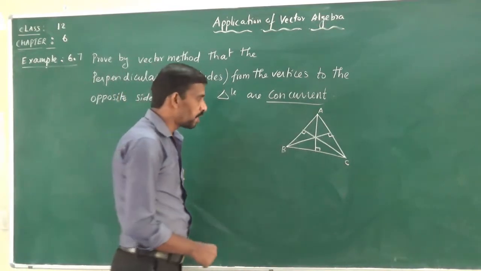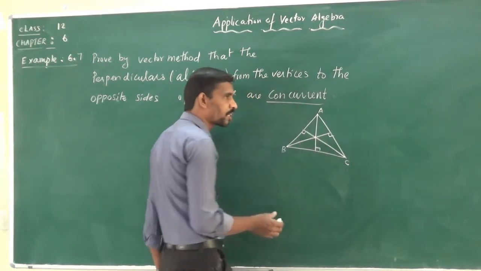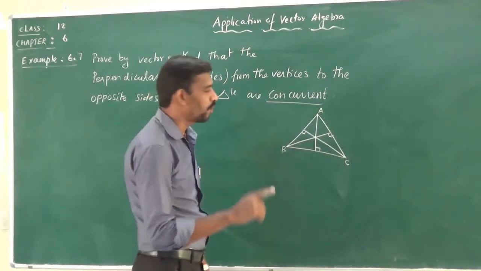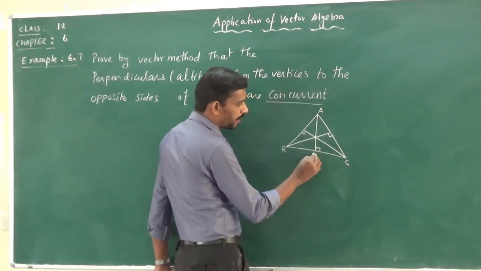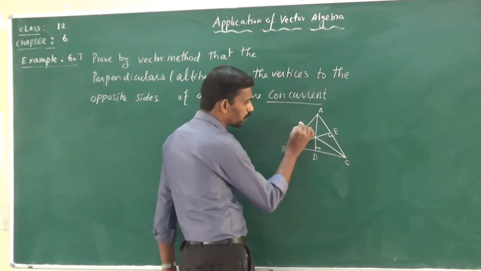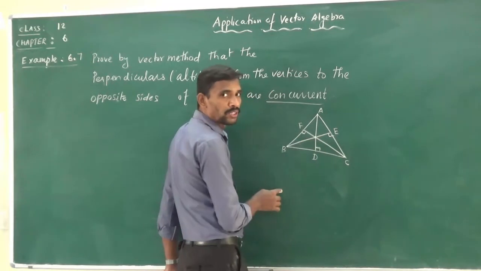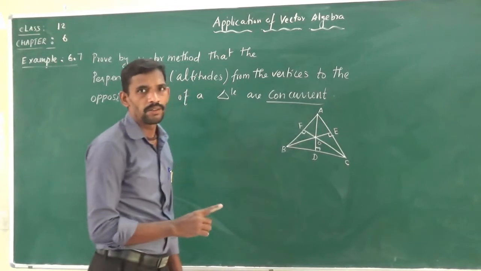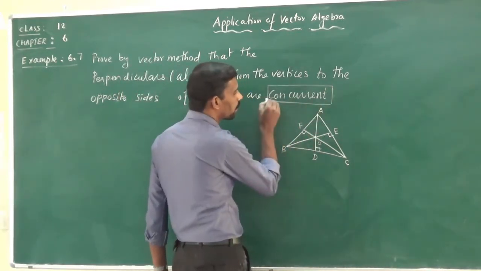Now, we want to prove that these altitudes are concurrent. What do you mean concurrent? Many lines pass through a single point, only one point. Now you see that AD is altitude, BE is altitude, and CF is also altitude. These three altitudes meet at a point. This point I noted here as O. Okay, now we want to prove that these altitudes are concurrent.